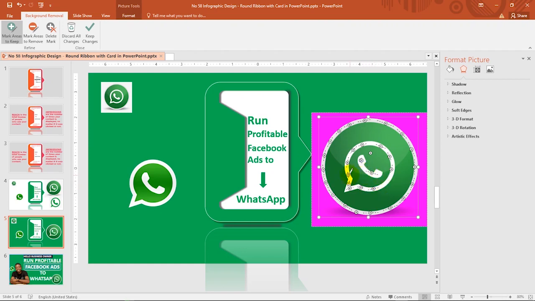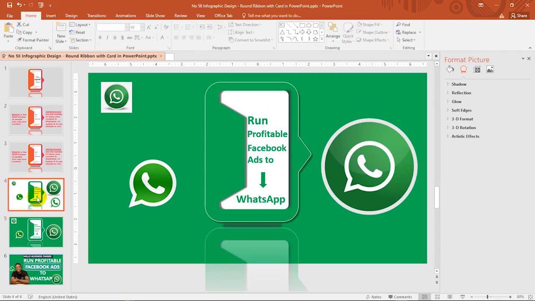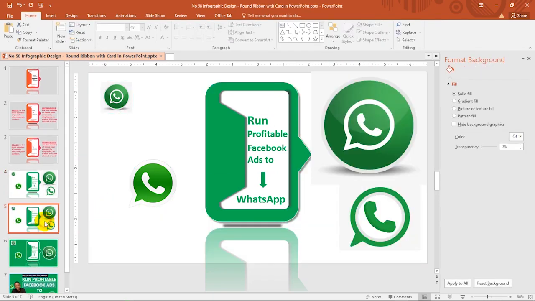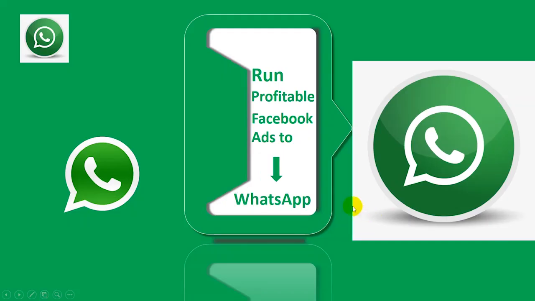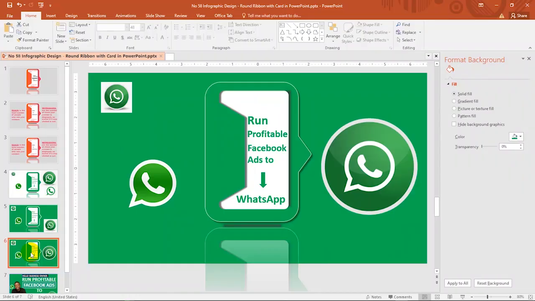Once we've done it like this, you notice that everything has come out neat. Then you now click on Keep Changes, and you notice that your background has been removed. Let me just duplicate this. So from what we have here to this. Now you can remove the background of your image at any time. You can also decide to remove this background.